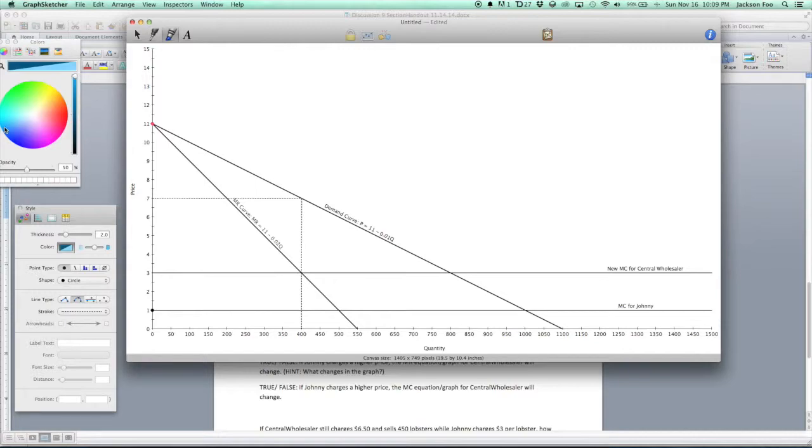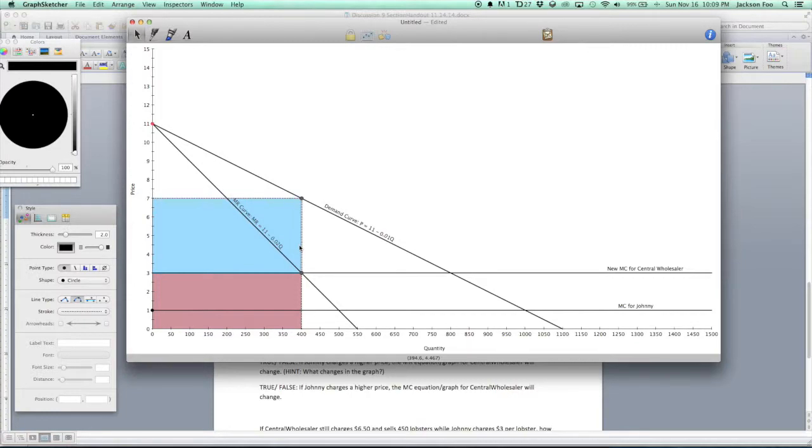Okay? And back to our labeling thing. If we label everything the same way we did before, not quite in the same colors because it's just blue, red, and green, we can see that for central wholesaler, their revenues are this much. Boom, boom, and boom. Okay, this is their revenue. Their cost has changed, definitely. If we mark out their cost, it's from $3 for 400 lobsters. Okay, so you see the revenue is this much.